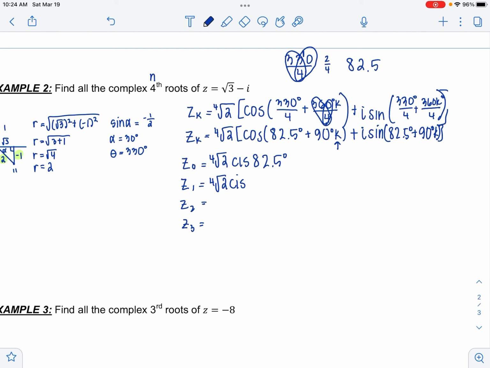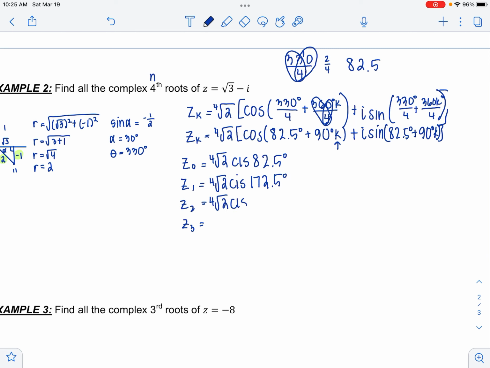4th root of 2 cis. Now remember, I'm plugging in 1, so I'm adding 90, and then I'm going to add 90 again, add 90, add 90. The easiest way to add 90 in your head is to add 100 and subtract 10, or at least that's what I think. So if I add 100 to this, I get 182.5. So if I subtract 10, I get 172.5.